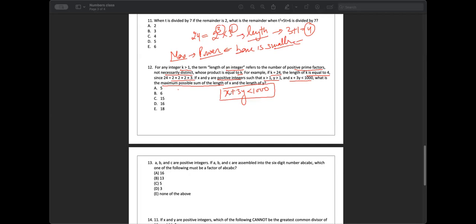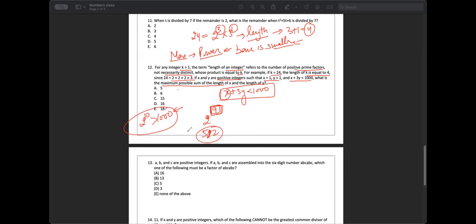Base is smaller means consider x as 2 raised to power something. So the base is smallest. So x is equal to 2 raised to power something. What can we have? 2 raised to power 9, because 2 raised to power 10 will be greater than 1000. So the max we can go with 2 is 2 raised to power 9, which would be 512.